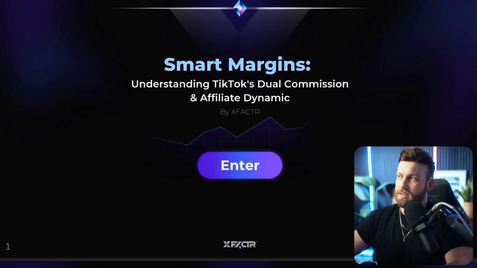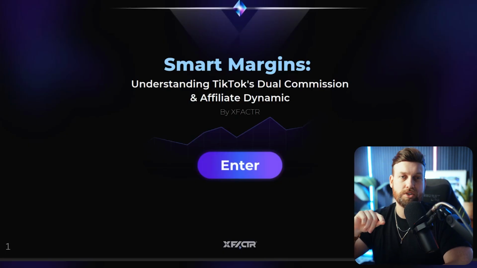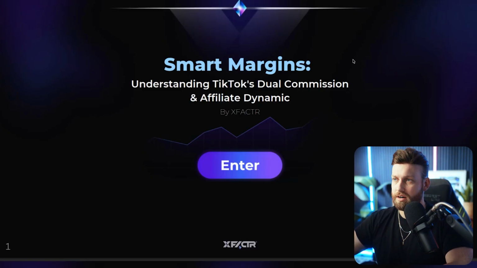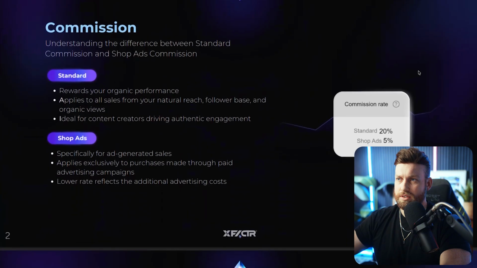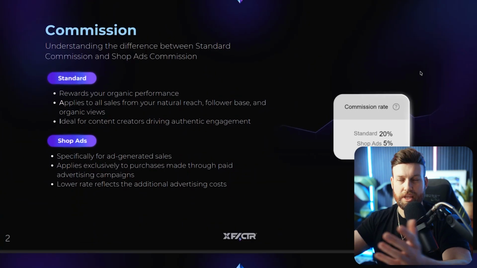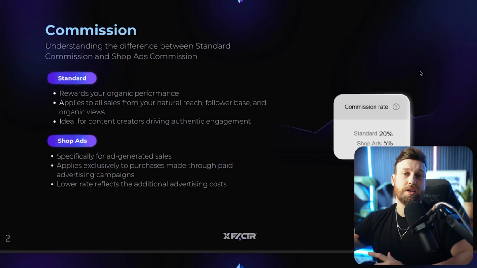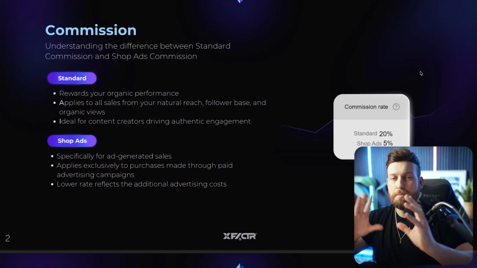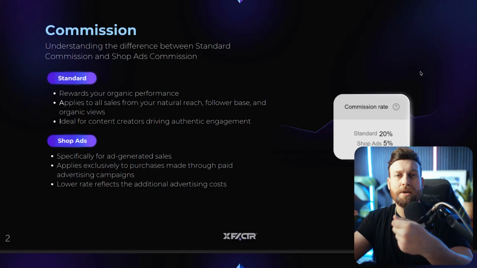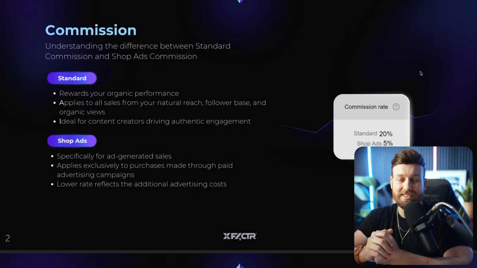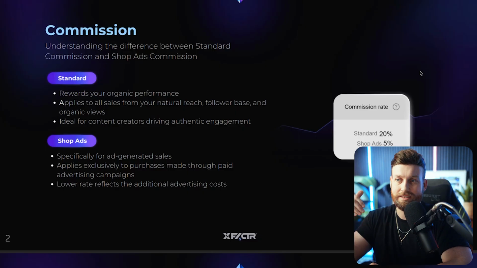Really, it's about understanding the difference between COGS, the difference between affiliate margins, and also a misunderstood aspect of TikTok shop, which is the difference between organic commission and shop ads commission, which we'll also clarify. So the first thing that we need to talk about is the commission for the affiliate creators. And so understanding the difference between the standard commission and also the shop ads commission was actually a big point of confusion for many different brands in 2025. And that's why I wanted to film this video, because it is still relevant and important in today's market.